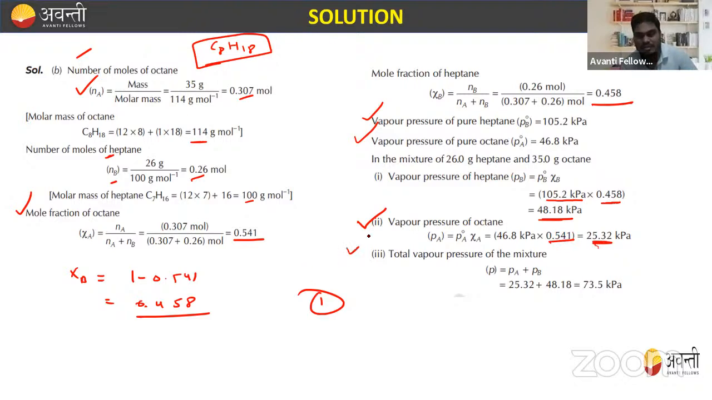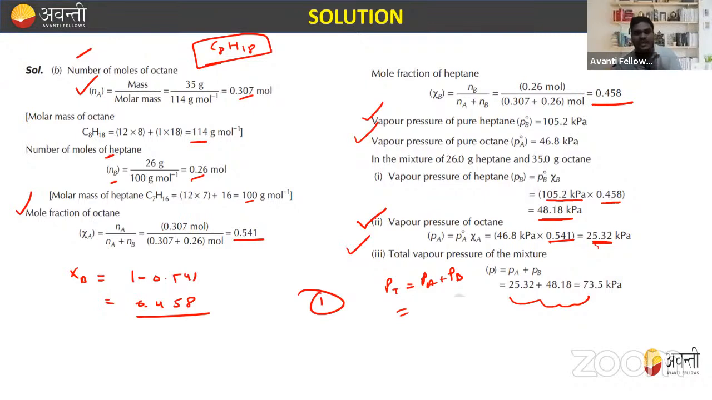So what is the total pressure of the mixture, beta? We know that total pressure is nothing but equal to Pa plus Pb. So, sorry, PB here is 48.18 and PA here is 25.32. By doing this calculation, we can calculate the total vapor pressure of the mixture, right? And this comes out to be 73.5 kilopascal. So, I hope this is a very simple question and a very important question as well, because this type of question is generally asked in your examination, right?